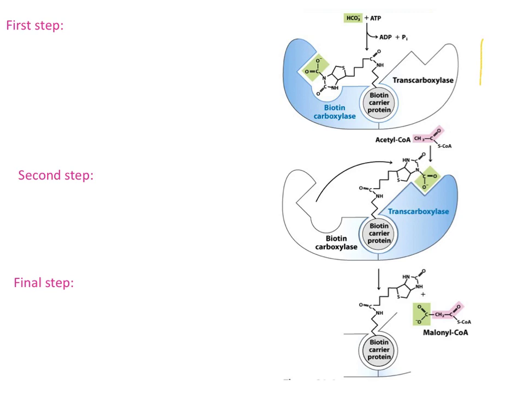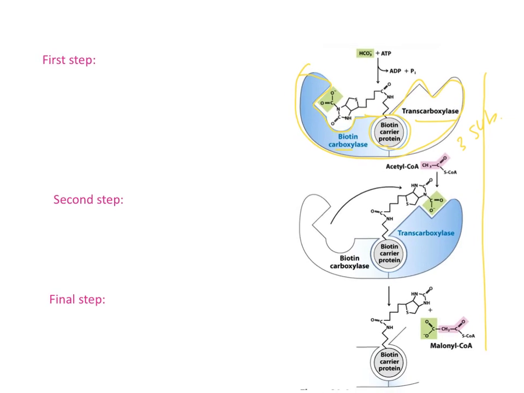All right, so here on this side is the acetyl-CoA carboxylase enzyme, and the diagram for it is here. So it has three parts to it. It has the biotin carboxylase part, the biotin carrier part, and the transcarboxylase. Basically, you just need to know that it has three subunits.